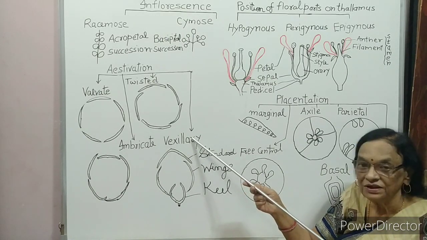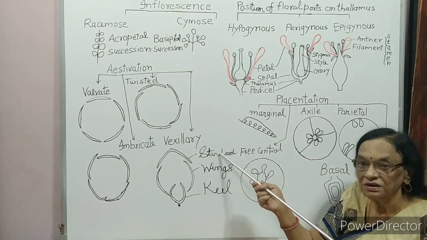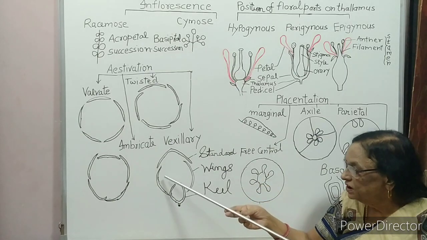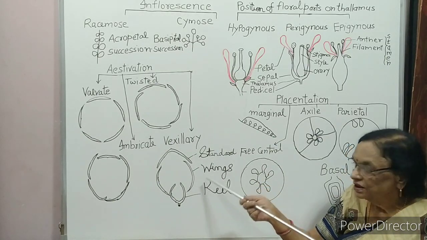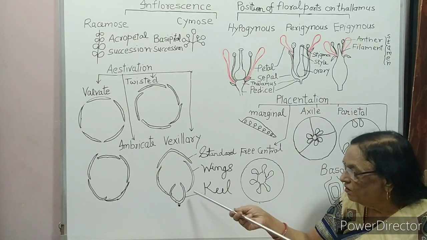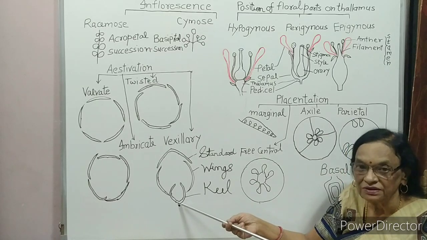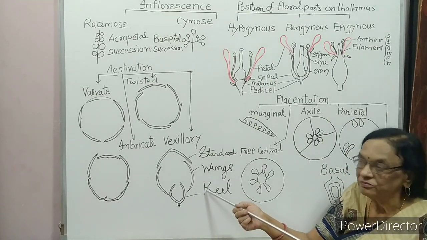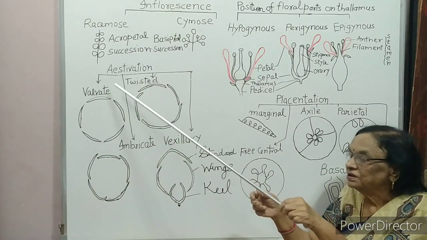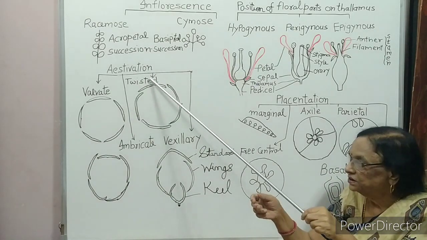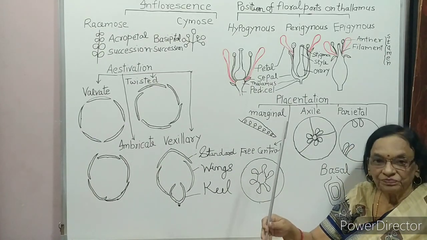So, vexillary estivation has a large petal called standard. It overlaps 2 petals called wings, and finally the small petals which are united at their base are called keel. So estivation is of 4 types: valvate, twisted, imbricate, and vexillary.